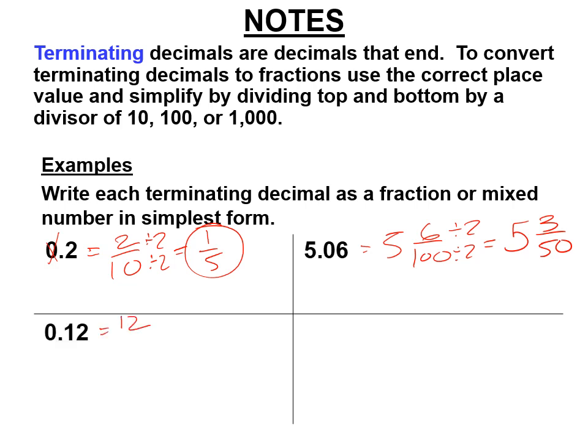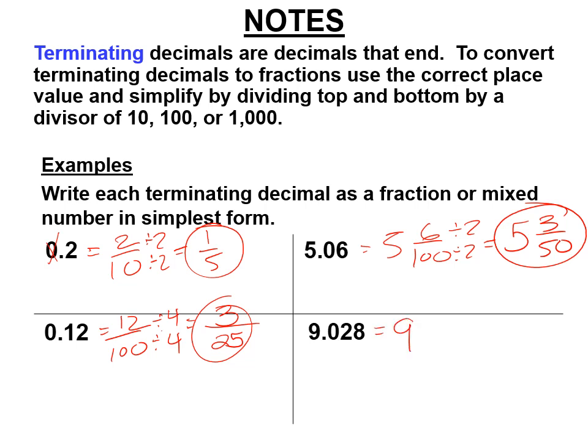That's 12/100ths. And they're both, 100 and 12 are both divisible by 4, not just 2, right? Because we know there are 4 quarters in a dollar. So 4 times 25 makes 100, and 12 divided by 4 is 3. So this is 3/25ths.